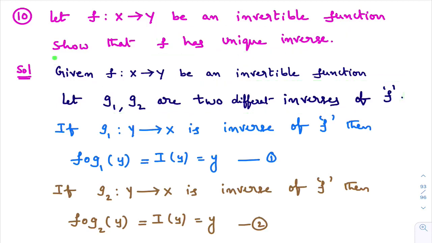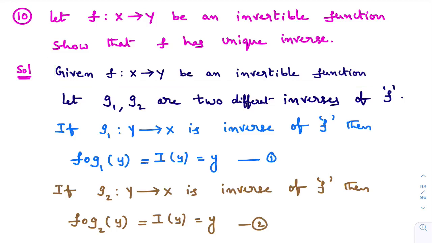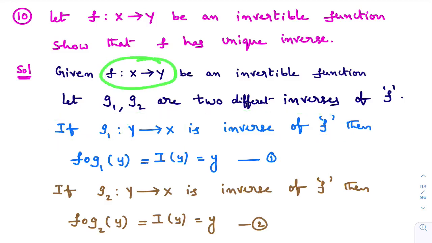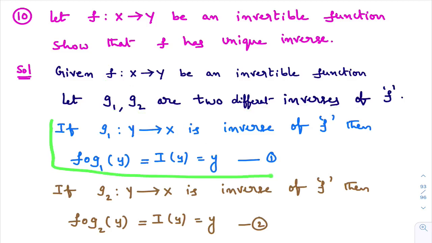What is given? f from X to Y is an invertible function. That means the inverse of this function exists. As I took g1 as the inverse of f, from the definition of the inverse of a function, if f is from X to Y, its inverse will be from Y to X. Please try to understand this point. As g1 is the inverse of f, I can write: g1 from Y to X is the inverse of f.